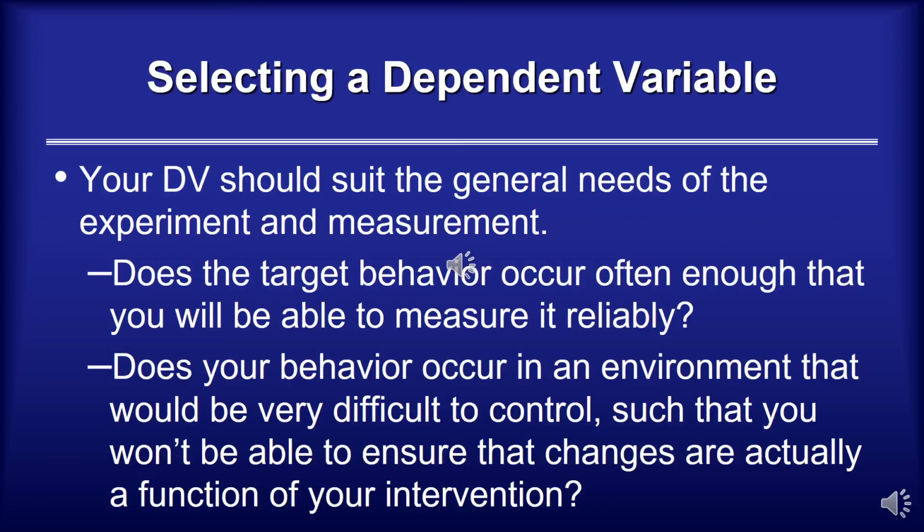When it comes down to it, your dependent variable should suit the general needs of the experiment and measurement. We'll consider these points in greater detail in later modules, but they're worth thinking about now. Ultimately, as stated by Johnson and Pennypacker, the target behavior must be available to human observers in applied settings for adequate periods of time, which usually requires good visual contact.